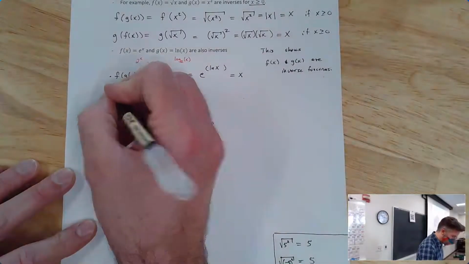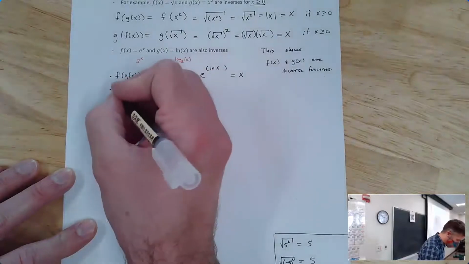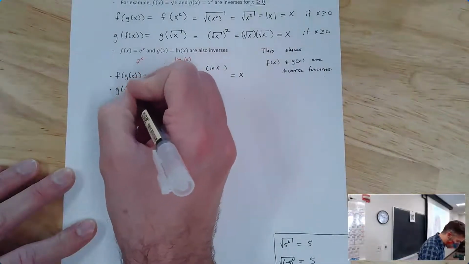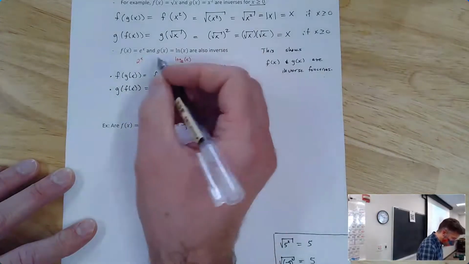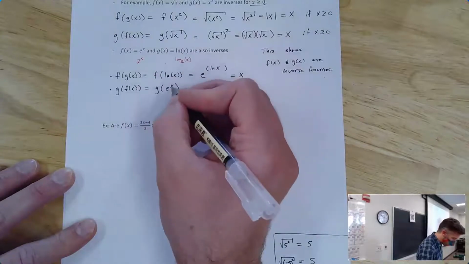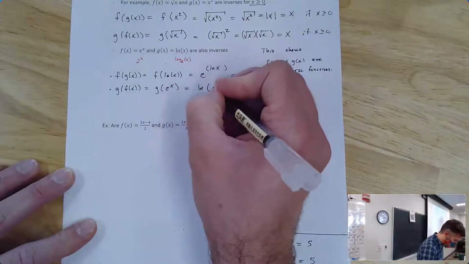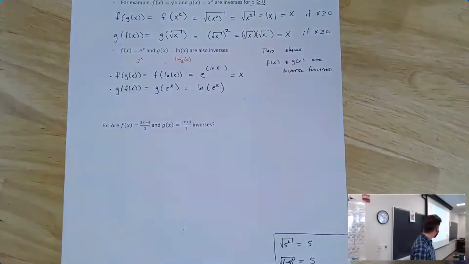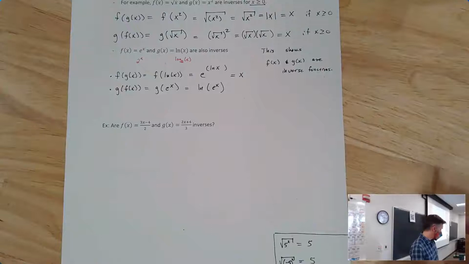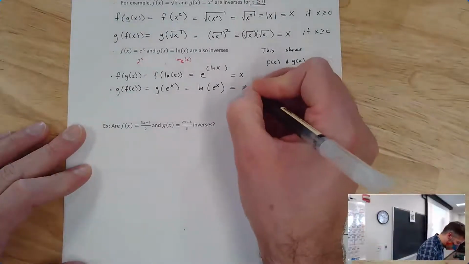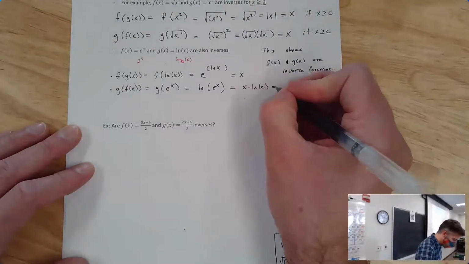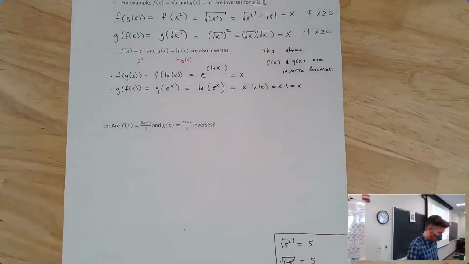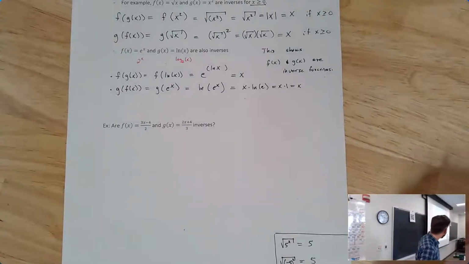Let's look at the other way, and then we'll look at this other one as well, because I think that one's a little easier to see. g of f of x would be g of e to the x. And g of x is the natural log of x, so g of some stuff is the natural log of some stuff. And what is the natural log of e to the x? Well, we could bring the x down if you wanted to, and say it's x times the natural log of e. And then that's x times 1, which is x. So these are definitely inverse functions.